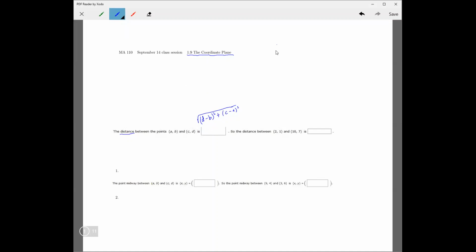So just to give you an illustration, let's say we have two points, and let's say this point is (a, b). Okay, so that means that this is a and that's b. And if this is (c, d), then that means that this is c and that's d.